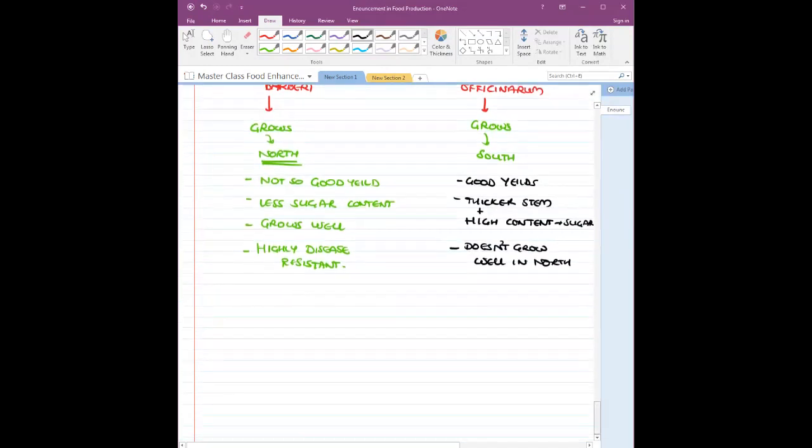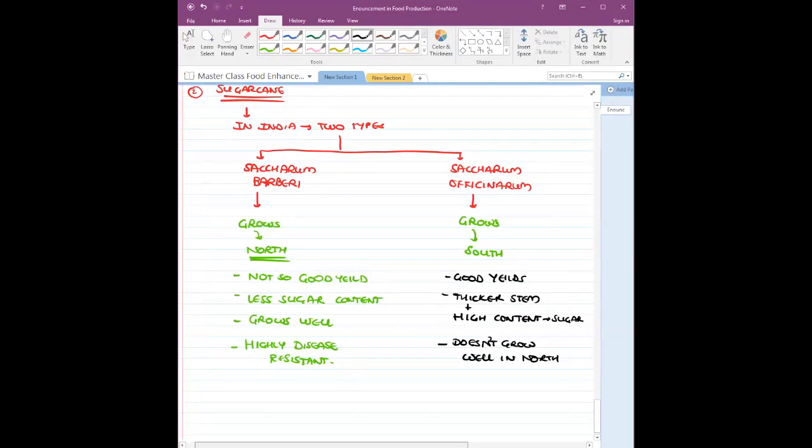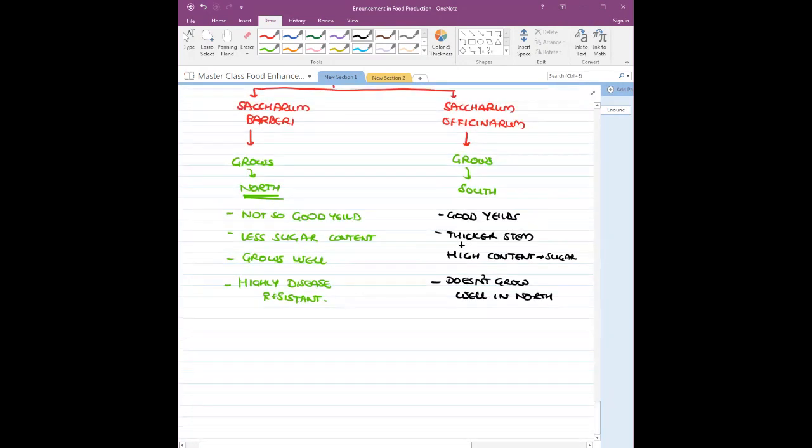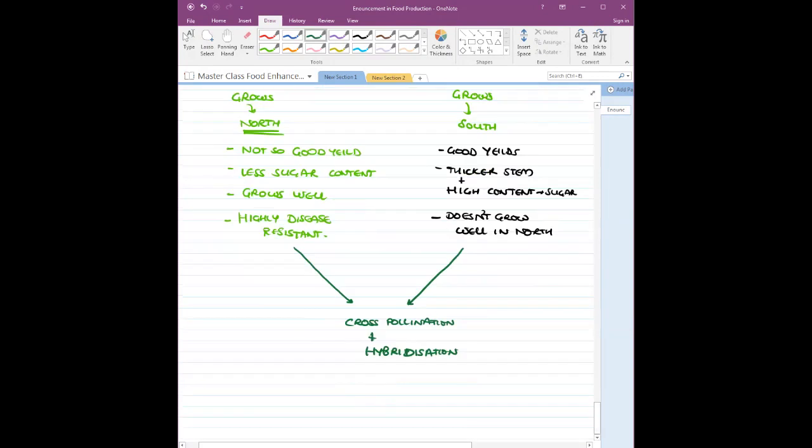Now what people did was they said, we'll follow the same principles of hybridization and see what can be done. They took both of them, Saccharum barberi and Saccharum officinarum, and brought about cross pollination. After cross pollination, we get hybridization, and by hybridization, once again, we get new offspring. So we get this F1 hybrid.